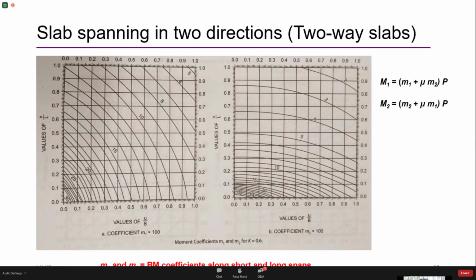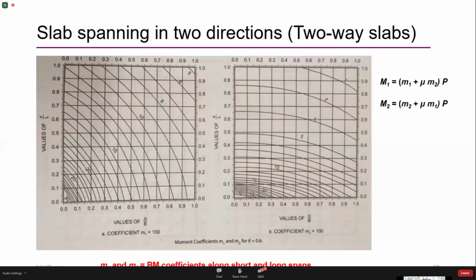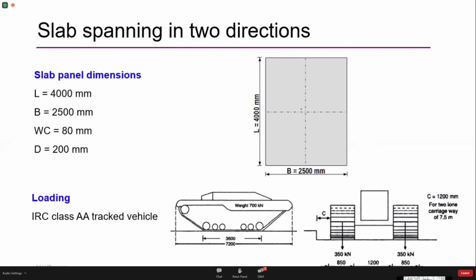Mu is the Poisson's ratio, and Pigeaud has used the value of mu equals 0.15. And P is the load that is acting on the slab. So using these values, it is possible to calculate the bending moment along the span and across the span of your deck slab. This method can be described by solving a simple example.